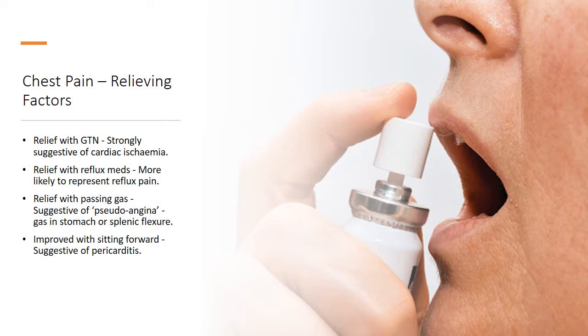I've already mentioned this idea of is the pain relieved by GTN, which again would be strongly suggestive of cardiac ischemia. But that would be suggestive of angina, whereas your typical chest pain and myocardial infarction won't be relieved by GTN spray. If the pain's actually improved by taking some reflux medication such as calcium carbonate tablets or Gaviscon, then this would help shape your decision making to think, well, could this potentially be gastroesophageal reflux disease?